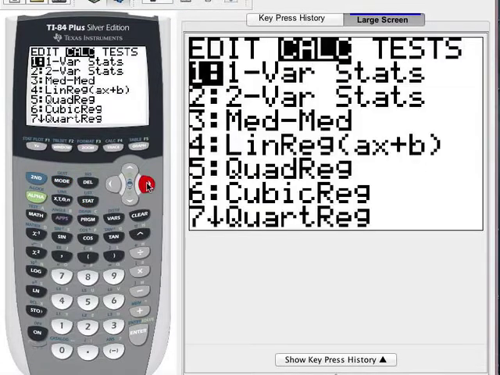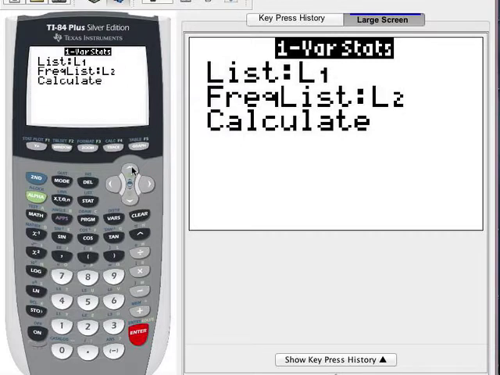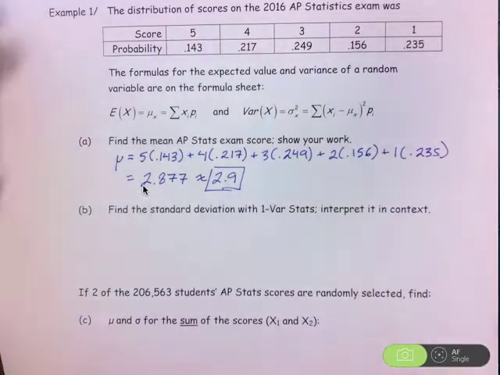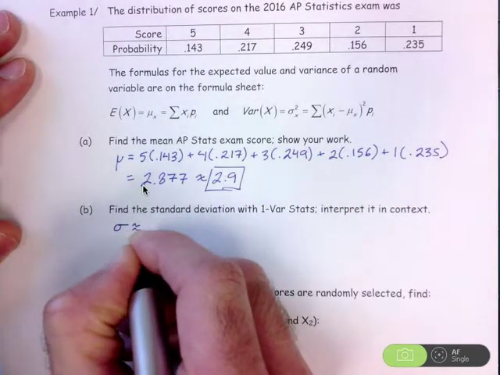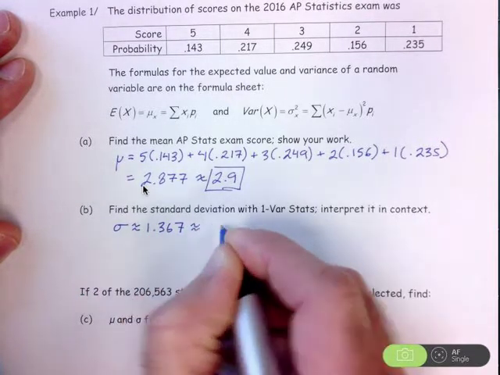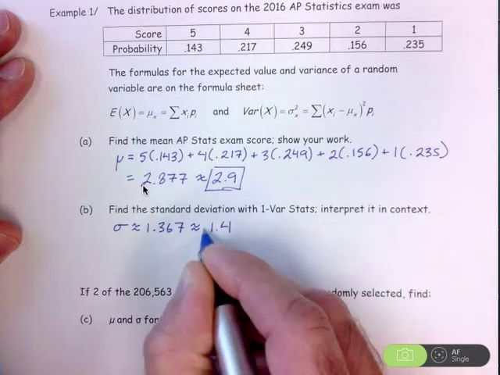So if you go to stat and calculate, you want to run the one variable statistics command, but our outcomes are in list 1. This time the frequency list, or the probabilities, is in list 2. And then notice, if you run this command, it confirms our mean of 2.877, but then also it gives us the standard deviation of about 1.367. So again, for the purposes of this handout, I'm going to round that to 1.4.